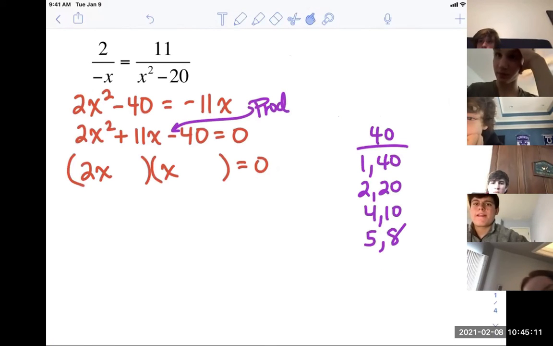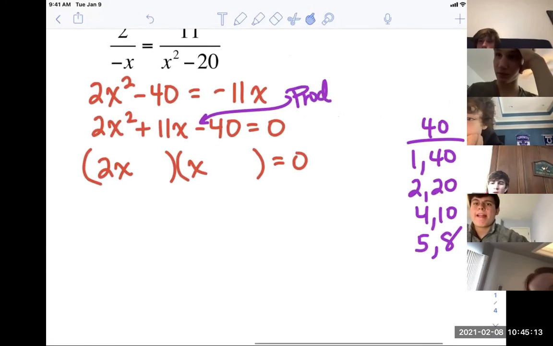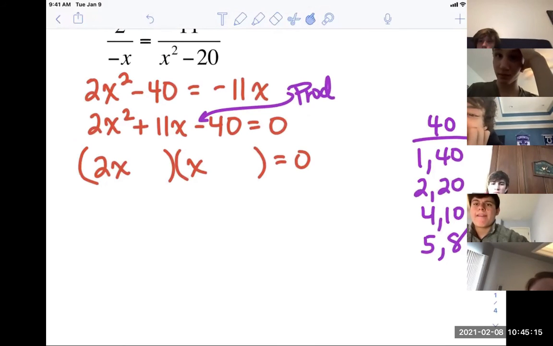Okay, then it's just a matter of really guess and check. What do you know about the signs of the numbers? What do you know about the signs?